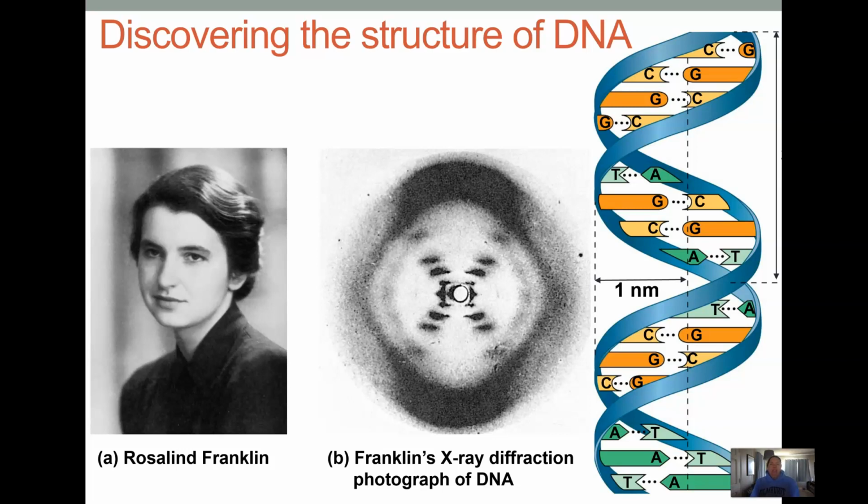And so a huge advance was made in the early 50s by Rosalind Franklin. She was a researcher at, I believe, Cambridge in Britain. And she was an X-ray crystallographer. And X-ray crystallography is a method of trying to see what the three-dimensional shapes of molecules are.